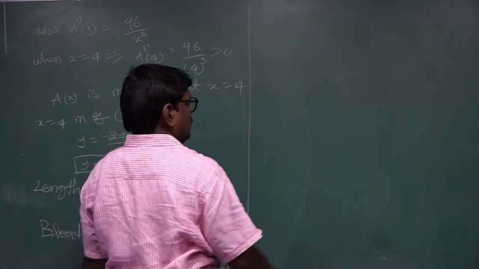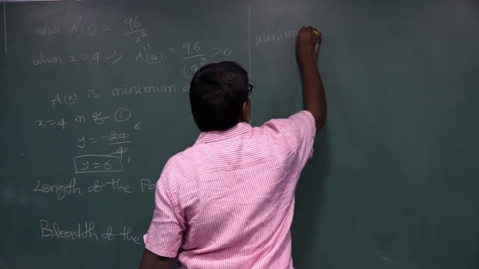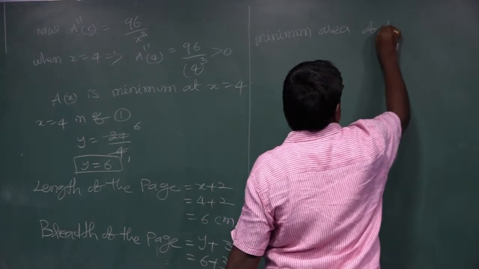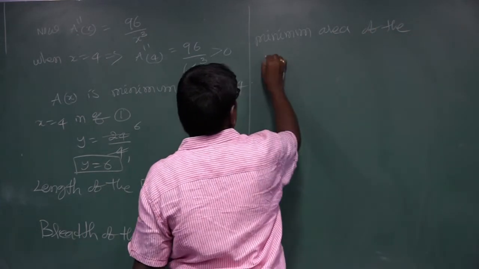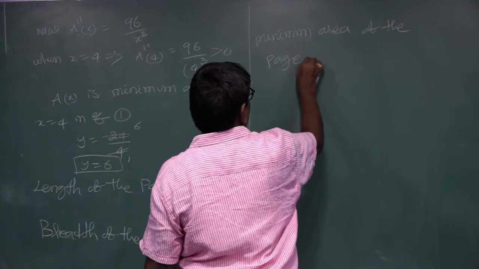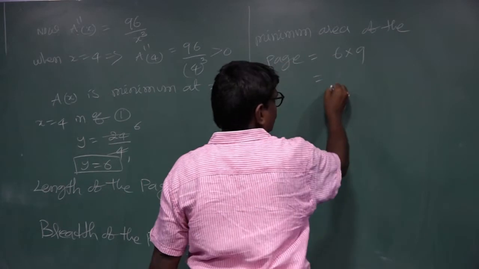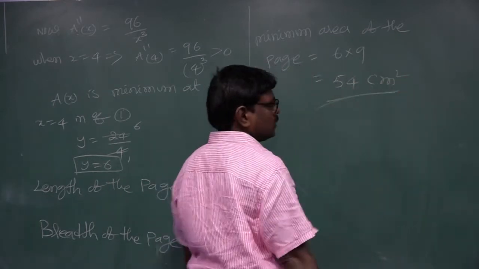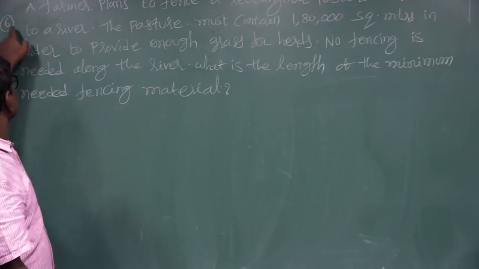Next, the minimum area of the page equal to 6 into 9 equal to 54 square centimeters.